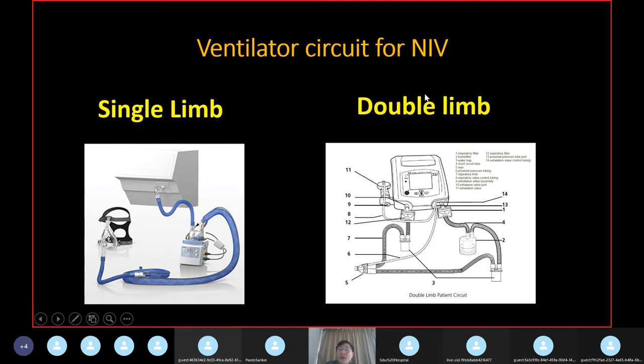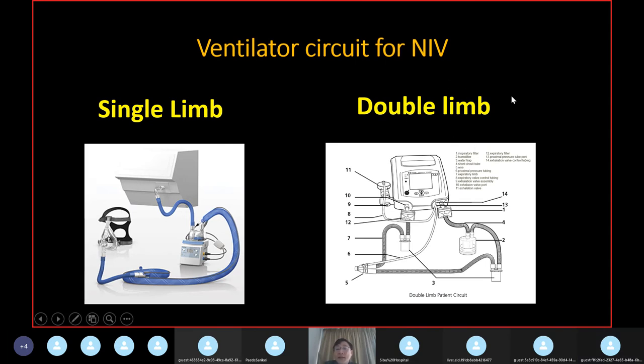Why I say so is that single limb ventilators, the dedicated NIV type, usually use high flow. In terms of ventilation, flow is a very important factor. If you can have very high flow ventilation, especially non-invasive ventilation, it is usually better than the relatively low flow from a double limb. The gas coming out from an invasive ventilator usually has relatively lower, not as fast flow as a single limb, which makes it less powerful compared to the single limb.